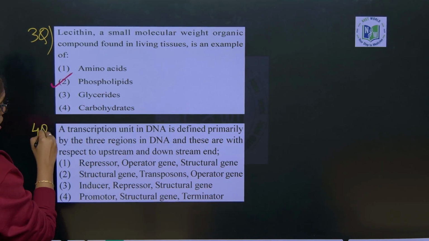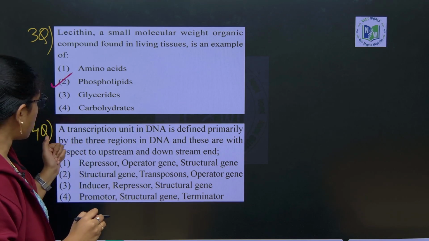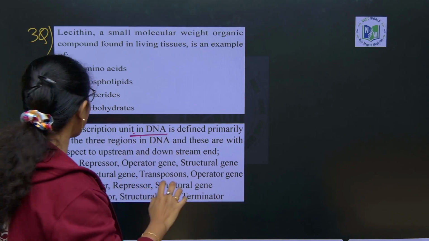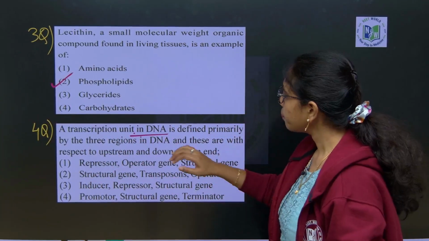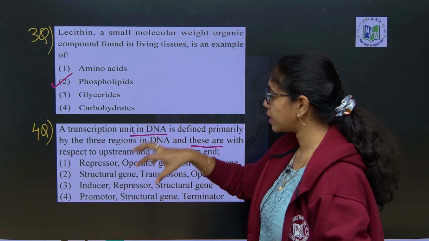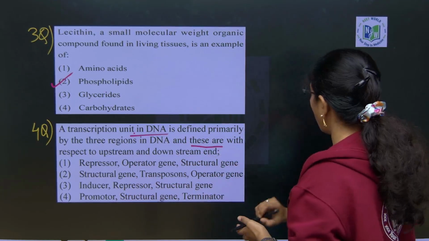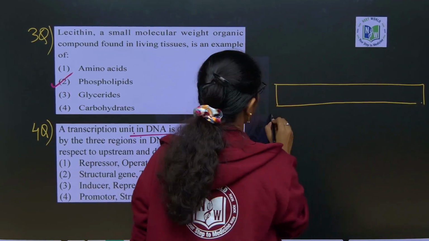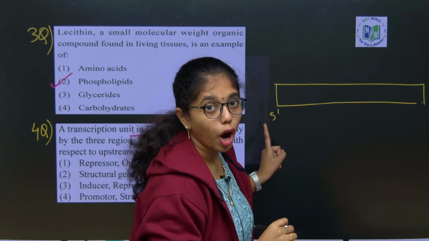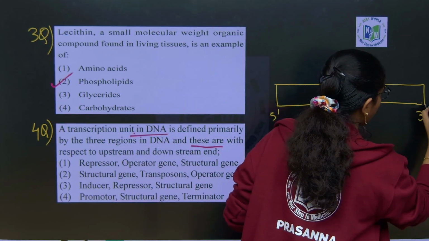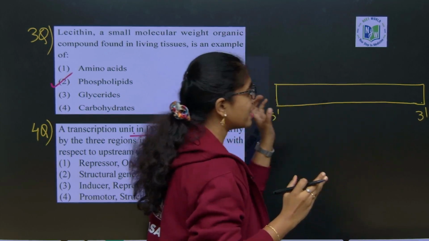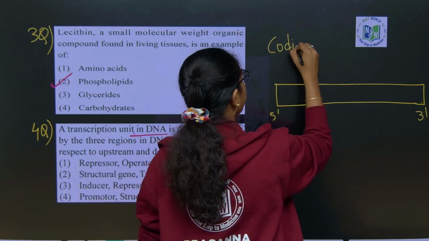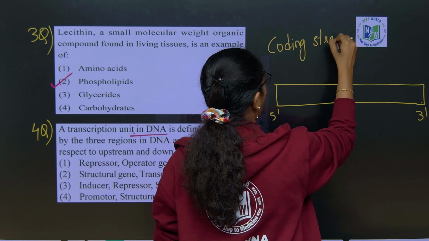Next question, this is from molecular basis of inheritance or MolBio, wherein a transcription unit in DNA is defined primarily by 3 regions in DNA, and these are with respect to upstream and downstream. How do you locate it? Upstream is from 5 prime to 3 prime of the coding strand or the mRNA. This 5 prime and 3 prime is located with respect to coding strand and mRNA only.